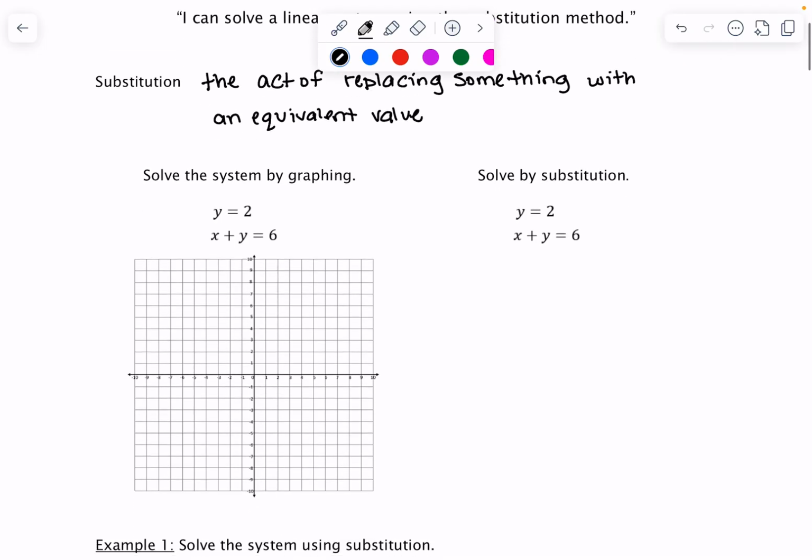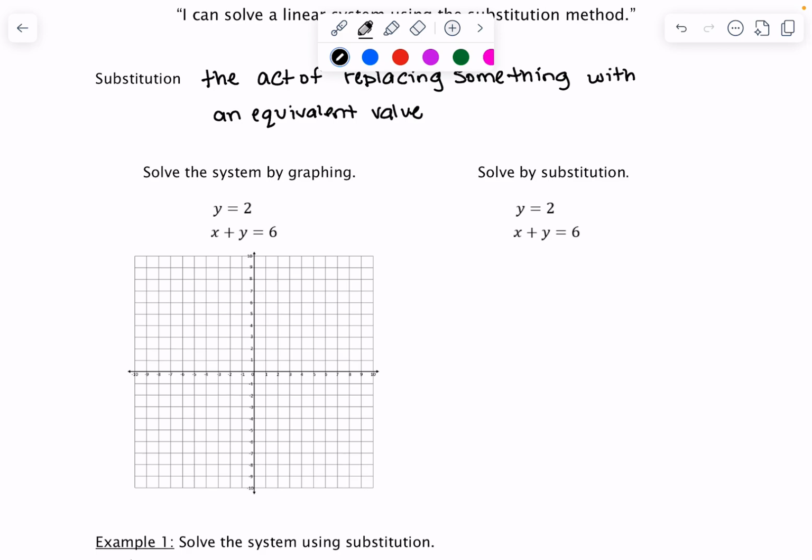So I'm first going to show you this system right here. So here's one system, y equals 2 and x plus y equals 6. And I'm going to show you both ways. I'm going to show you solving by graphing and show you solving by substitution. So let's go ahead and graph this first, y equals 2 in red. Noticing that there is not a second variable in y equals 2, so that's going to be a horizontal line at 2. So here's y equals 2. We're going to have a horizontal line going straight through that, like that.